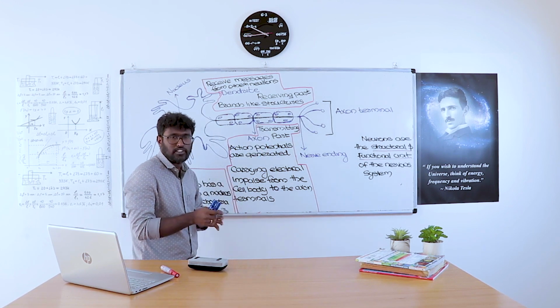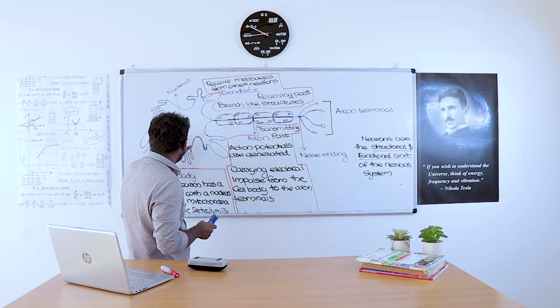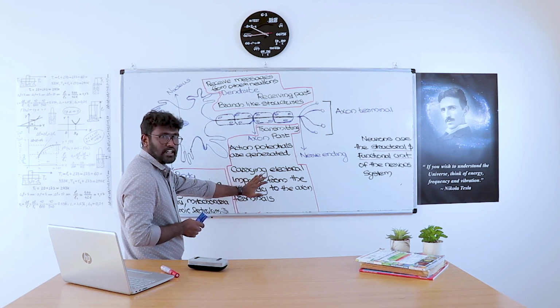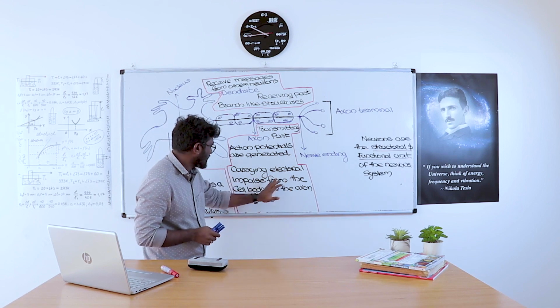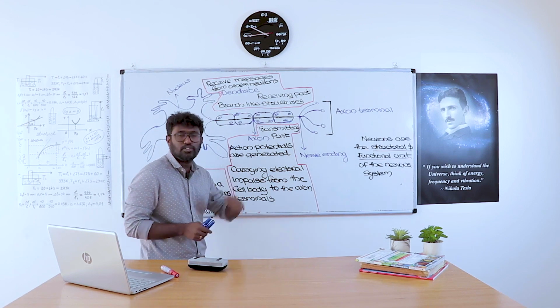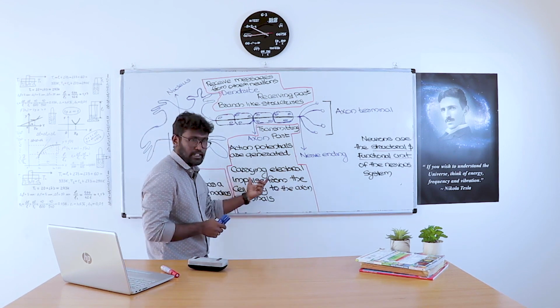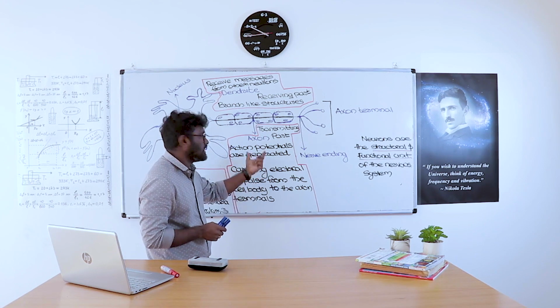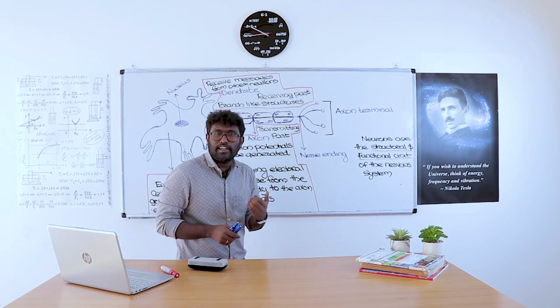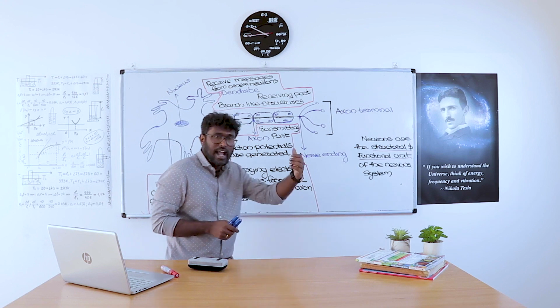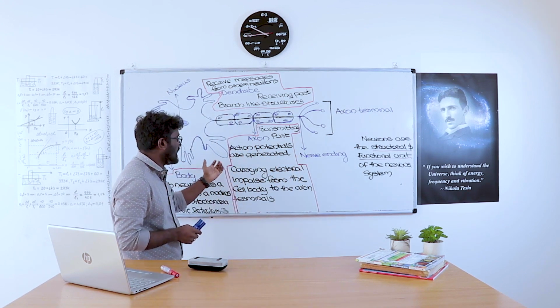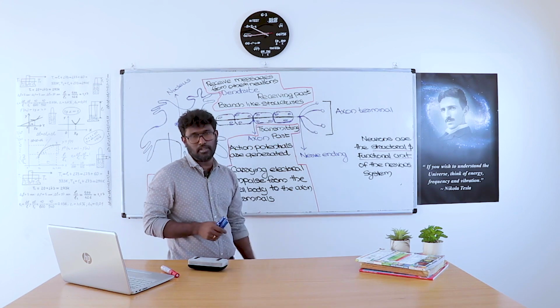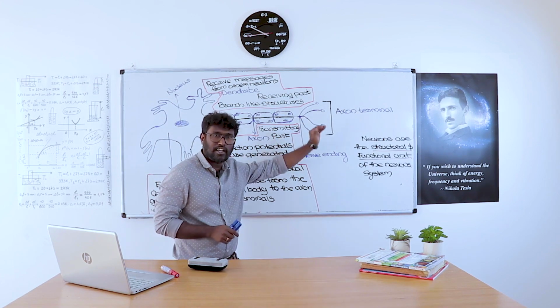So what is the function of the axon? The axon carries electrical impulses from the cell body to the axon terminals. So it is a mediator. Who is the mediator here? The axon is the mediator here, or otherwise we can say the axon carries electrical impulses from the cell body and carries them to the axon terminals.